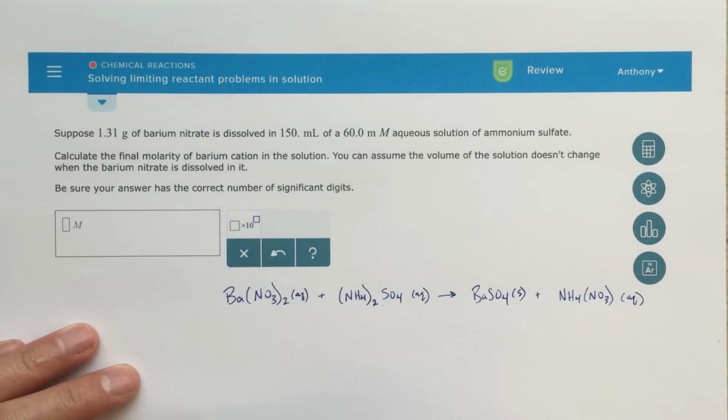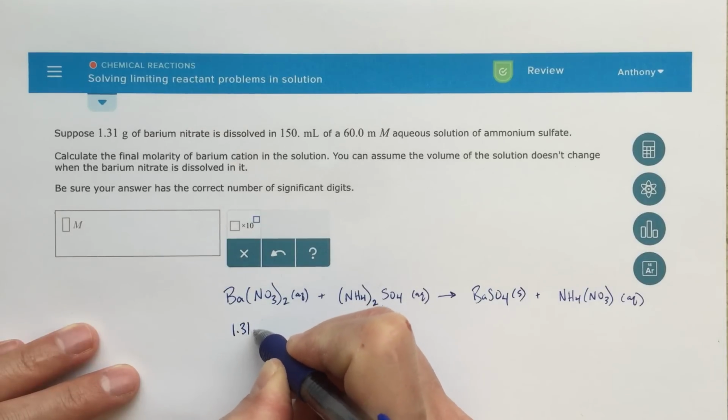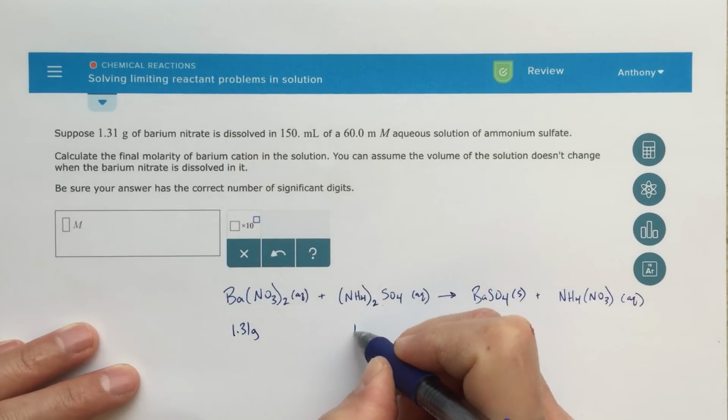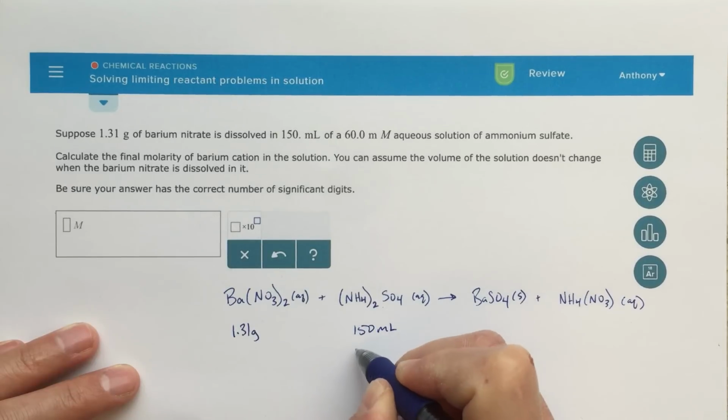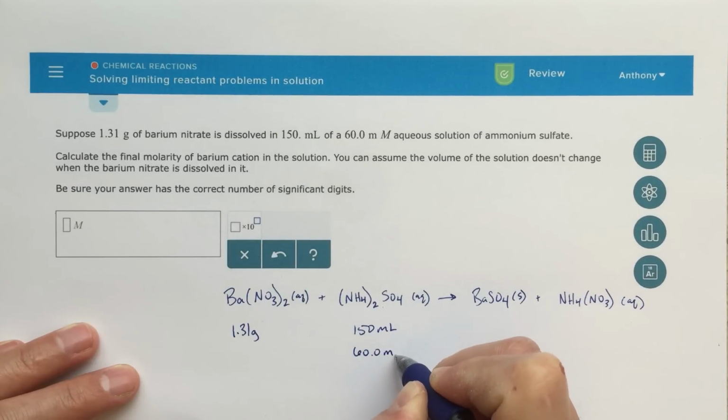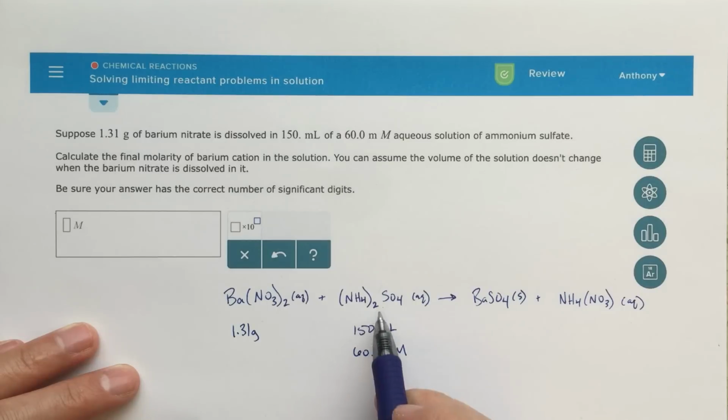Okay, so now let's actually do the problem. I'm going to start with 1.31 grams of barium nitrate and then 150 milliliters of 60.0 millimolar ammonium sulfate. So that's the sort of annoying unit that they're giving us here, but in either case we can figure out how many moles of each one of these we're going to have.